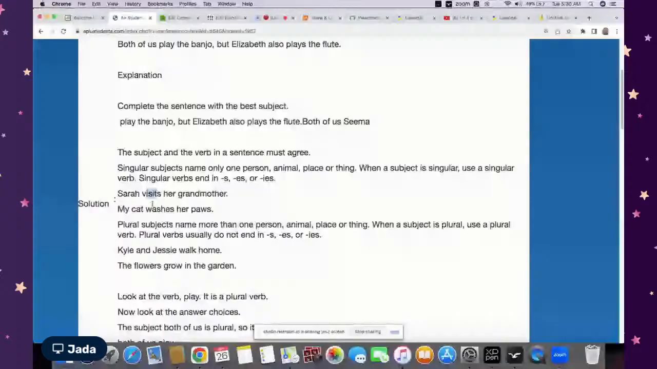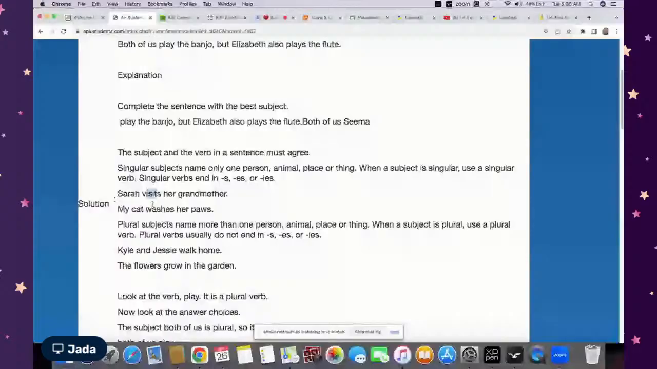So if you see the verb with S, ES, or IES, just like washes, my cat washes. This one here, the washes here has what? ES. And it shows us that it's a singular verb. Okay? I hope that you all understand. I've been explaining this part, and if you're not listening, you can just watch this all over again.